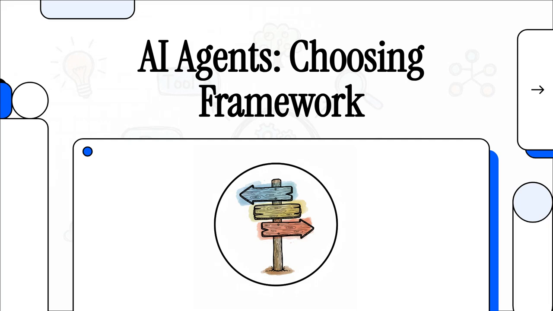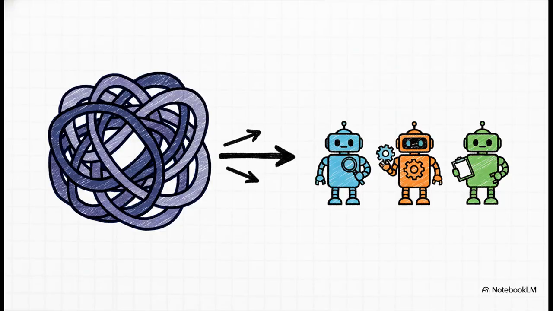All right, let's talk about one of the biggest questions facing anyone building with AI agents right now. Which framework should you actually use? So, you've got this complex task, right? Maybe you're trying to automate a huge business process, or build a coding assistant, or do some deep research. You know for a fact that one single AI model just isn't going to cut it. No way. What you really need is a team. A whole crew of specialized agents working together.